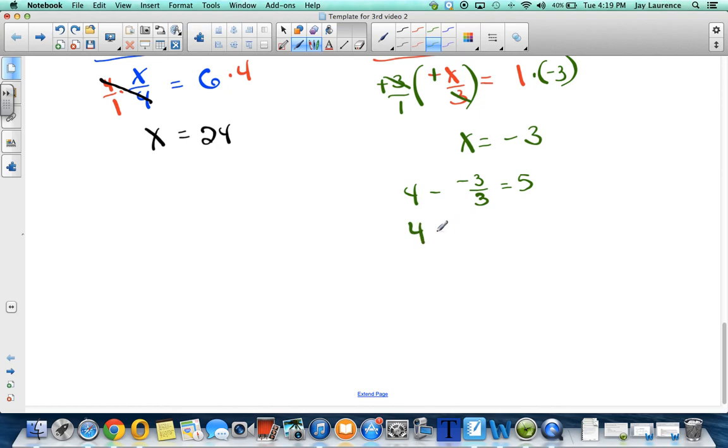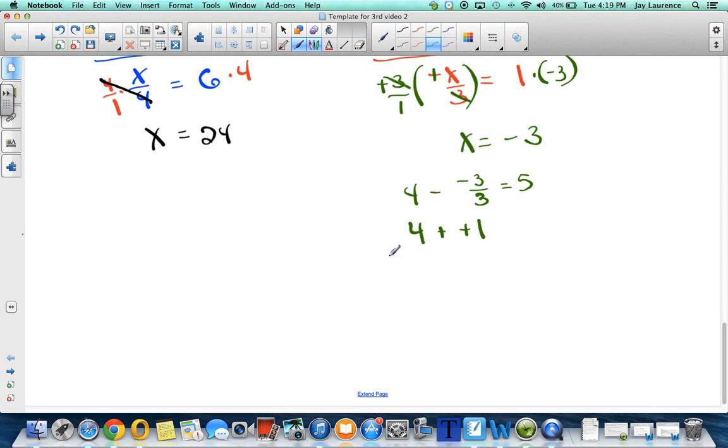4 minus, right here will become negative 1, minus a negative is the same as adding a positive. Think about it this way. Do you have a bad habit? I don't know, maybe some of you bite your nails. Maybe you crack your knuckles. Maybe you pick your nose. Don't tell me too much information. All right, if you have a bad habit, that's a negative thing, right? And if you take away the bad habit, isn't that a positive?